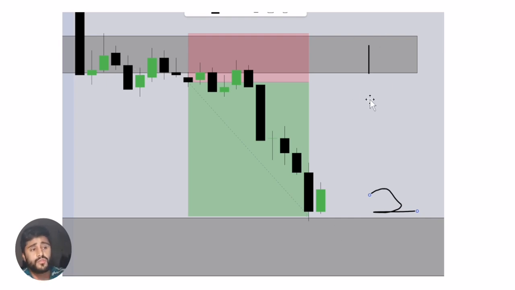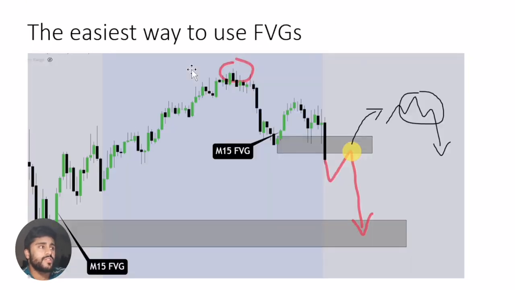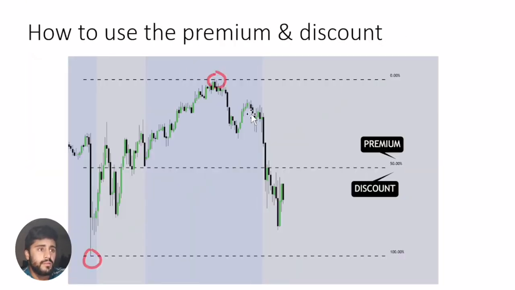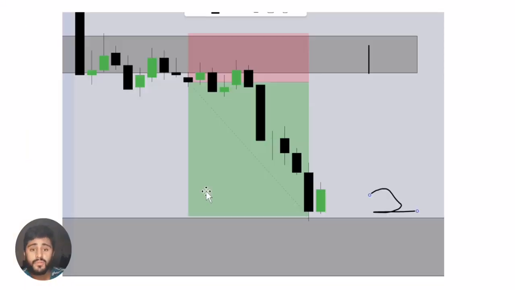So you're simply looking to target one 15-minute fair value gap to the next, going from 1 to 2. Using this gives you the confirmation. What you're essentially doing is trading from premium to discount, so this fair value gap down to this fair value gap. And that is basically how fair value gaps work themselves.